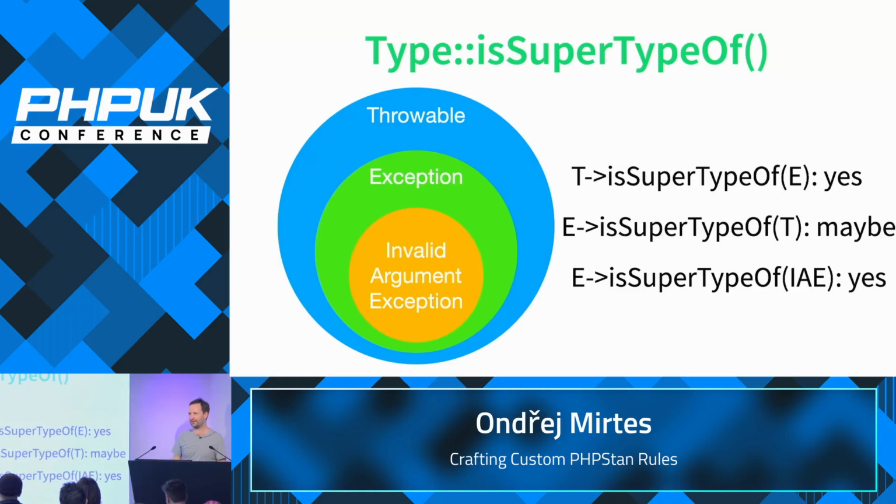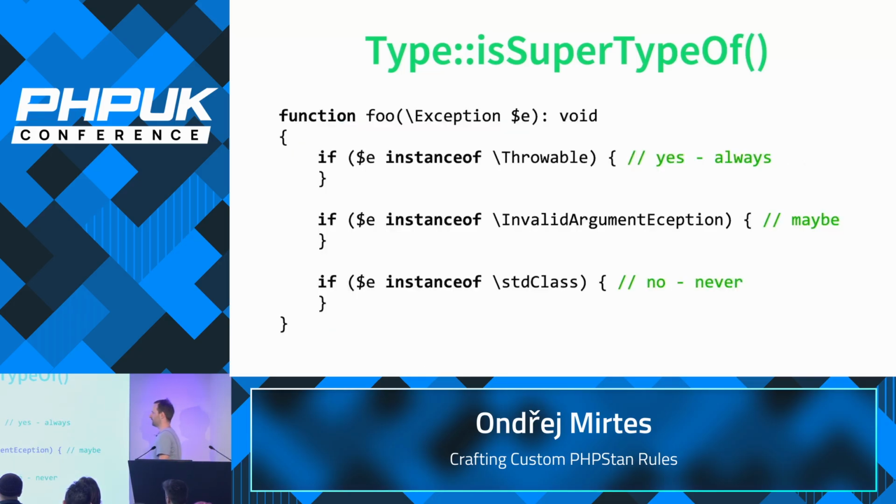And right now you must be asking, what is this good for? For example, for a rule about instanceof. So instanceof in PHPStan out of the box can tell you if an instanceof expression is going to be always true or always false.